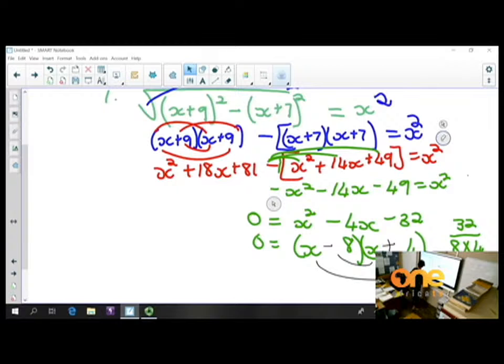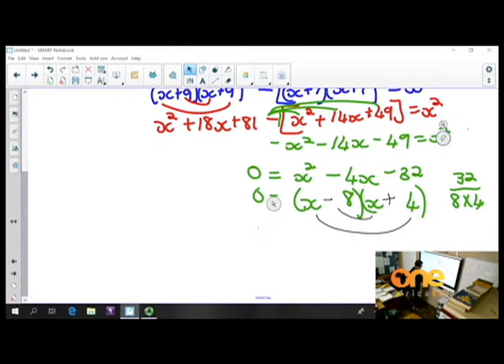And now we still have to find the solution. So we're going to say 0 is equal to x minus 8, or 0 is equal to x plus 4. So that means x is going to be 8, or x is going to be negative 4. And in this case, which one will we choose?